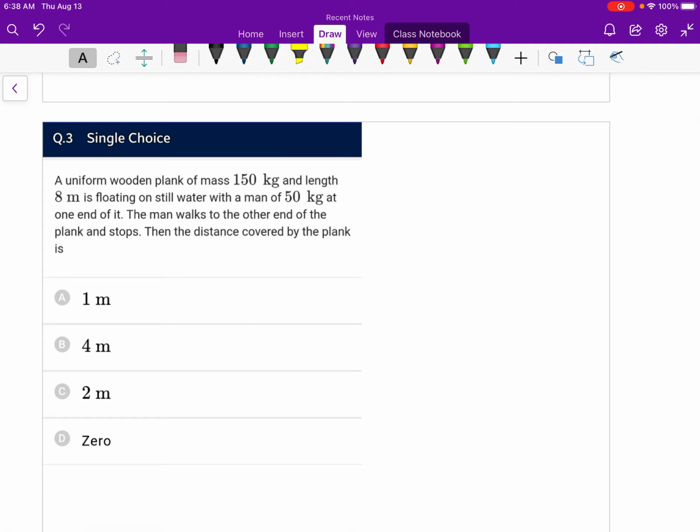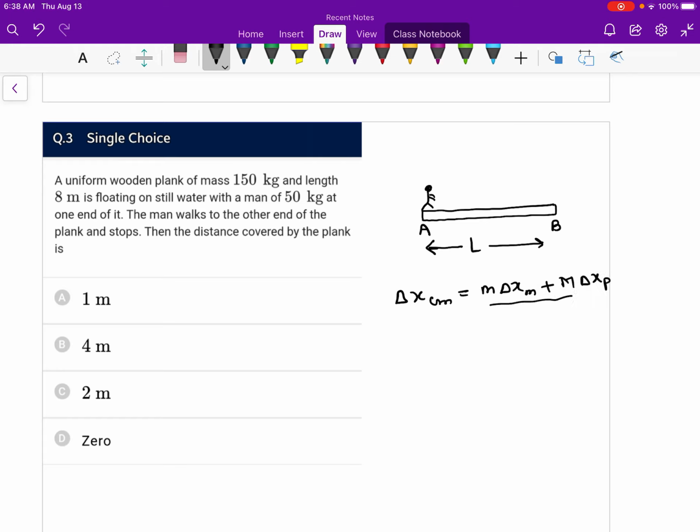A uniform wooden plank, mass and length this, is floating, a man of mass m walks to the other end. Okay, so this is the plank which is floating on the water. So net force on the plank plus man system is 0. Now man is at this end and it moves to the other end B. The length of the plank is L. So displacement of man plus plank's cm in horizontal is 0. So delta x cm, which is small m delta x of man plus capital M delta x of plank upon small m plus capital M, this is equal to 0.